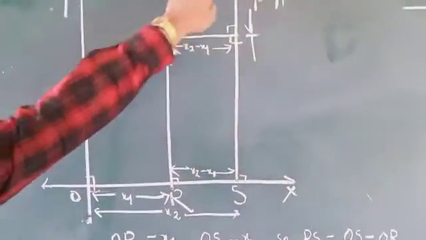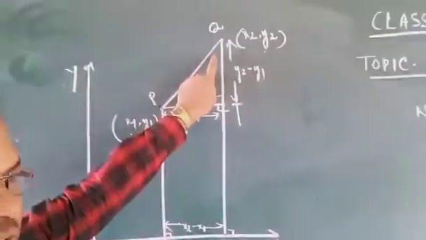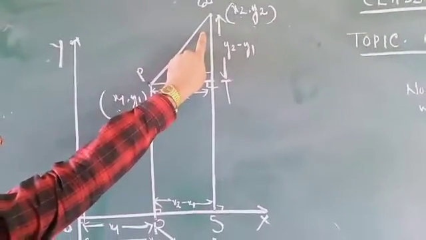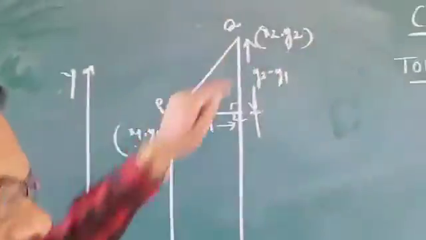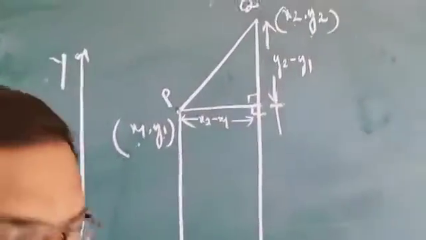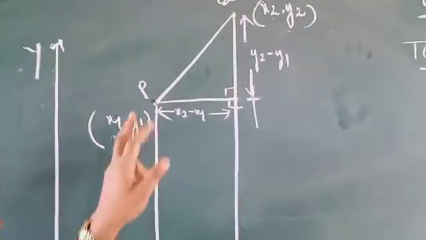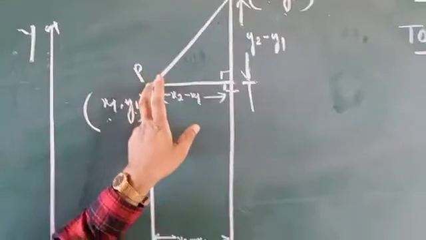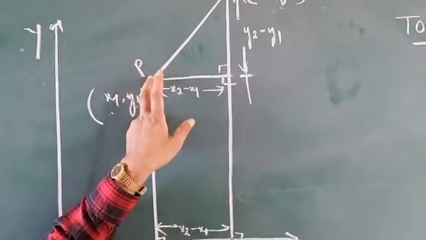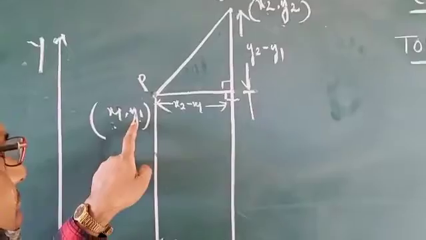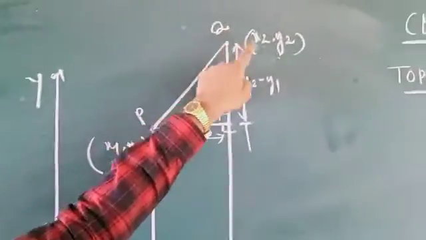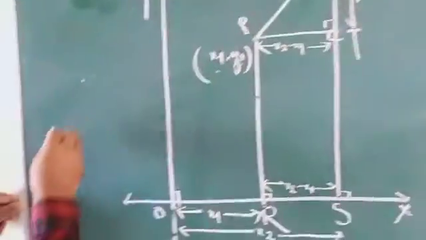Suppose P and Q are any 2 points on the coordinate plane. So the coordinate of point P is x1, y1, and the coordinate of Q is x2, y2. For example, you see, suppose like this.